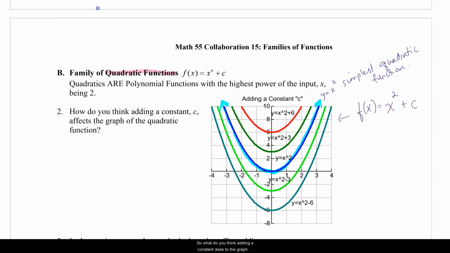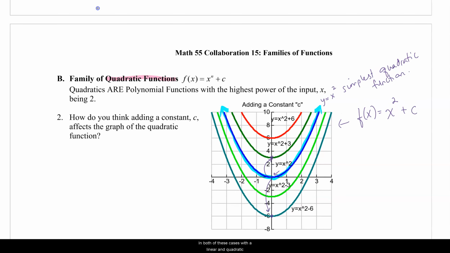So what do you think adding a constant does to the graph of the quadratic function? If we start out here with x squared, adding 3 shifts that parabola upward. Subtracting 6 moves that parabola downward. So we have that vertical shift up or down depending on what value we're adding. In both of these cases, with the linear and the quadratic, we're just tacking a number on the end. Notice that. We're just adding a number at the end after the x is squared.